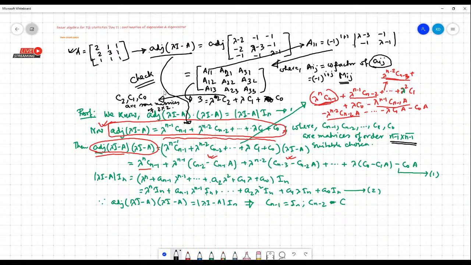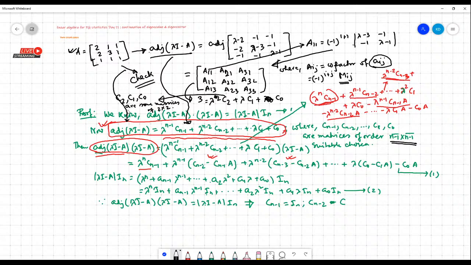Please check this thing. Now you can generalize: adjoint of lambda I minus A is equal to lambda to the n minus 1 C n minus 1, plus lambda to the n minus 2 C n minus 2, plus up to lambda C1 plus C0. You can always write this thing.